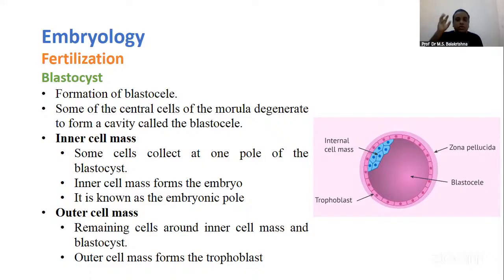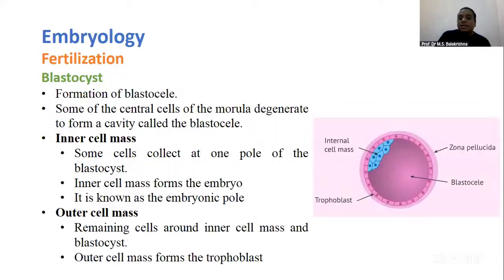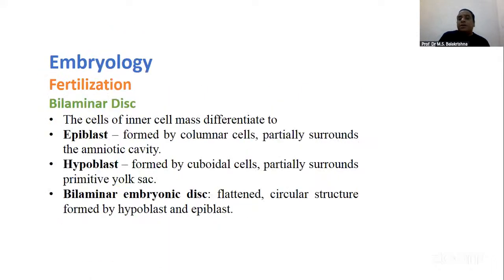So the embryo is formed by the inner cell mass, and the end towards which the inner cell mass moved and got connected is called the embryonic pole. Then you have cells at the outer layer, called the outer cell mass, and the remaining cells around the inner cell mass form the blastocyst. The outer cell mass forms the trophoblast. As I told you, up to bilaminar disc formation, it is called pre-organogenesis.